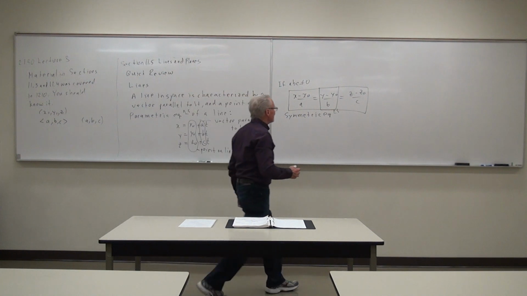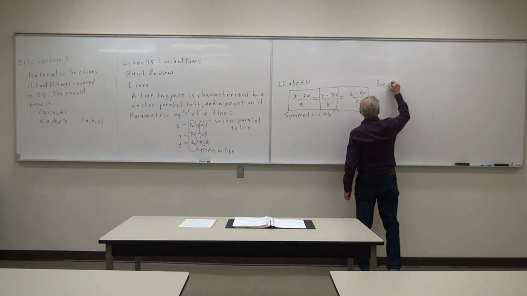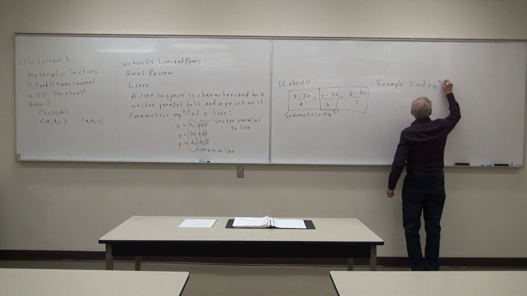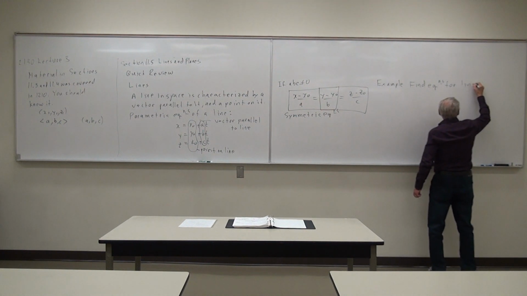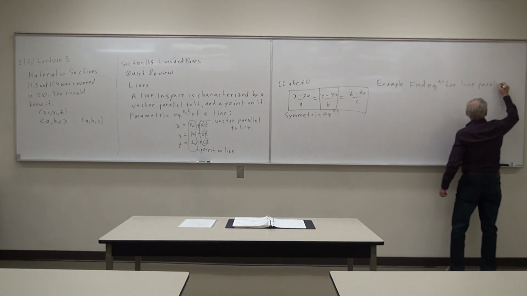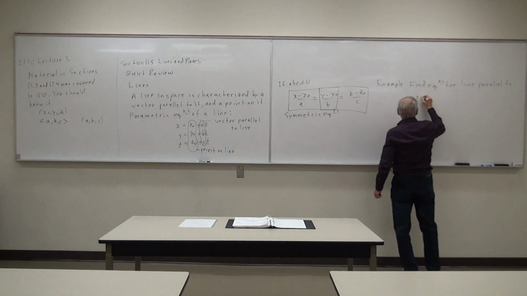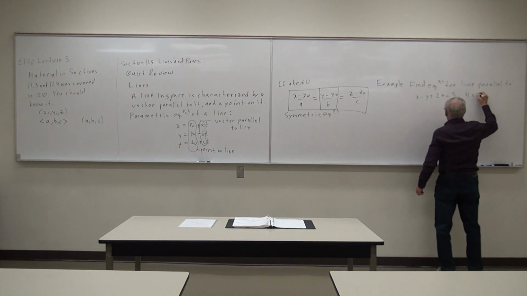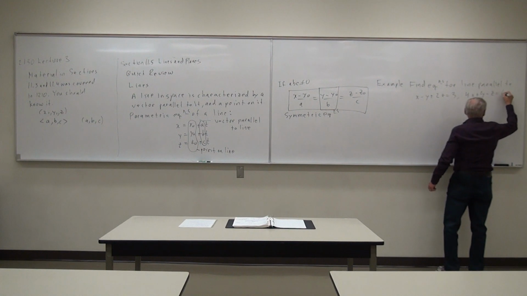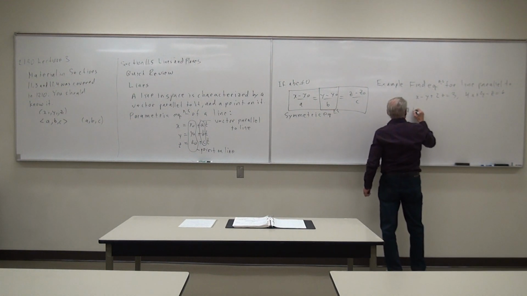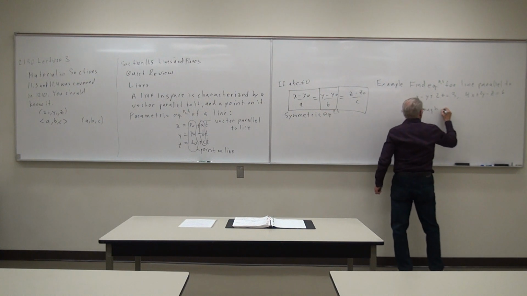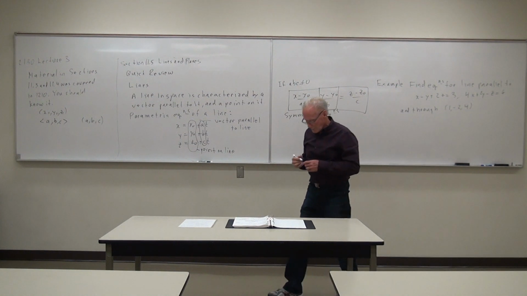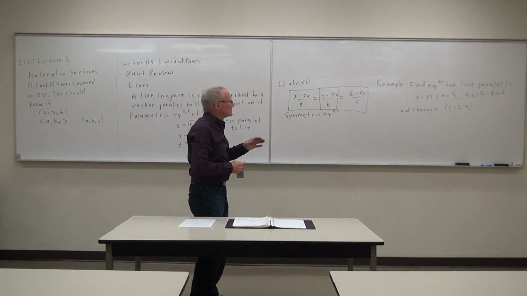An example. Find equations for line parallel to x minus y plus 2z is equal to 3, 4x plus 2y minus z is equal to 6, and through the point (1, -2, 4). First of all, does it make sense?